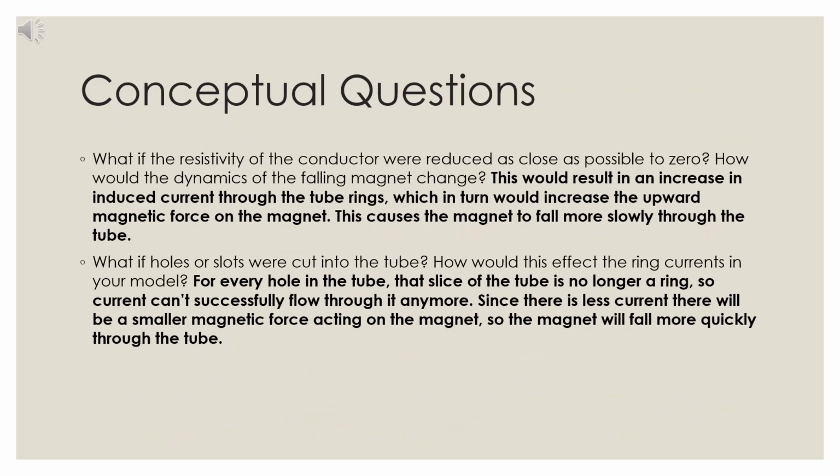For the conceptual questions, if the resistivity of the conductor was closer to 0, this would increase the induced current, which would then increase the magnetic force acting on the magnet. This would make the magnet fall more slowly through the tube. If there were holes cut into the aluminum tube, then the horizontal slices of the tube at those spots would no longer be full rings, so the current couldn't flow anymore. Less current means a smaller magnetic force would be acting on the magnet, so the magnet will fall more quickly through the tube.